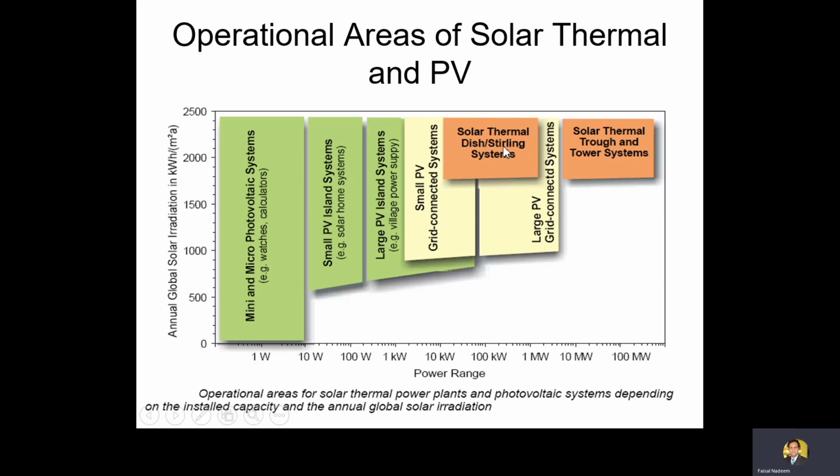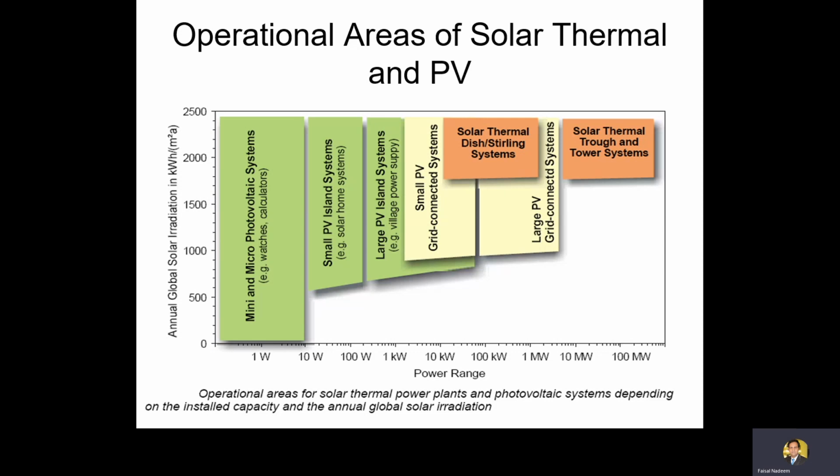And then we also divide them into the dish Stirling system. Dish Stirling systems are different from thermal trough and tower systems. It is important to know that the thermal dish Stirling system operates at, or produces, a smaller amount of power, while solar thermal trough and tower systems produce a large amount of power as compared to them. But the operating range of the irradiance level required for their operation is almost similar. Both can operate only in areas which have 1800 kilowatt hour per meter square of irradiance.